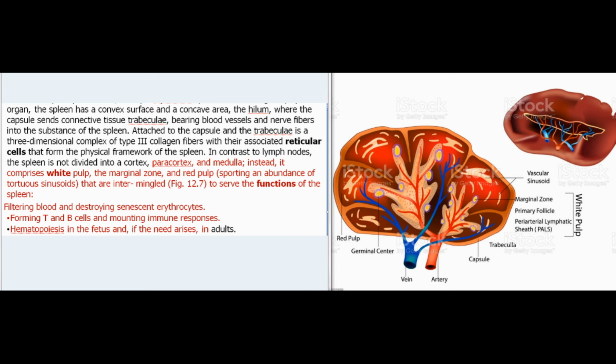In contrast to lymph nodes, the spleen is not divided into a cortex, paracortex, and medulla. Instead, it comprises white pulp, the marginal zone, and red pulp, sporting an abundance of tortuous sinusoids, that are intermingled, Fig 12.7, to serve the functions of the spleen: filtering blood and destroying senescent erythrocytes, forming T and B cells and mounting immune responses, and hematopoiesis in the fetus and, if the need arises, in adults.